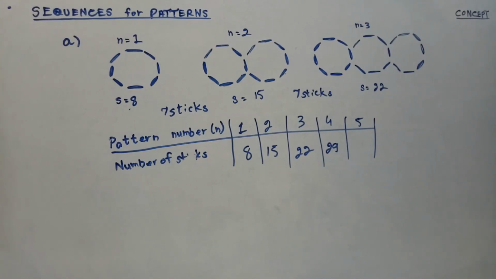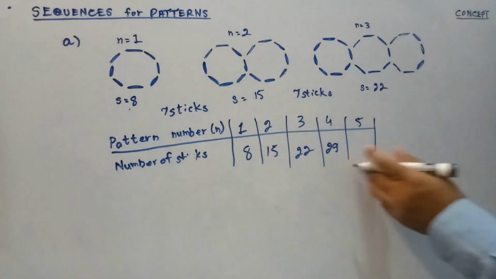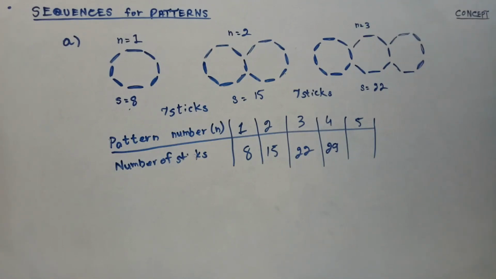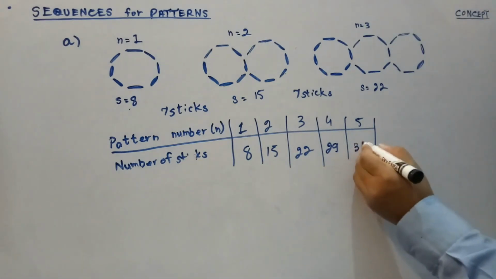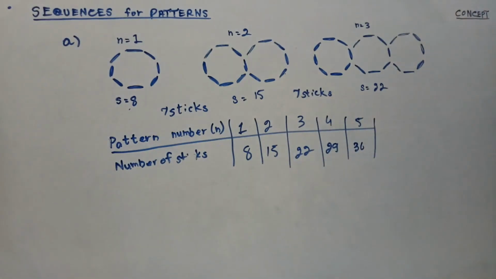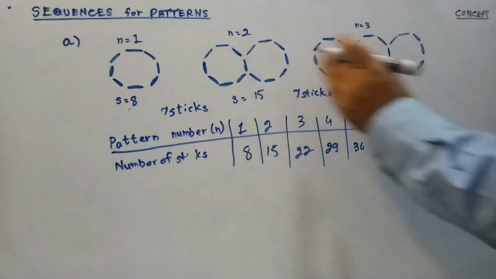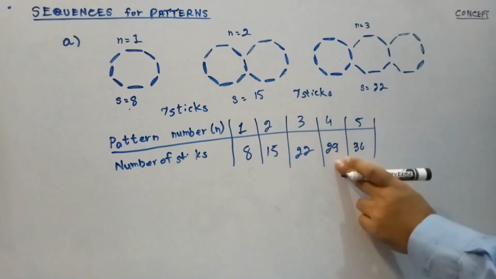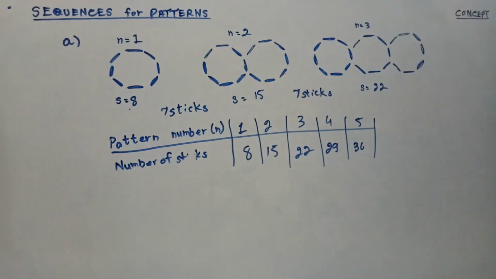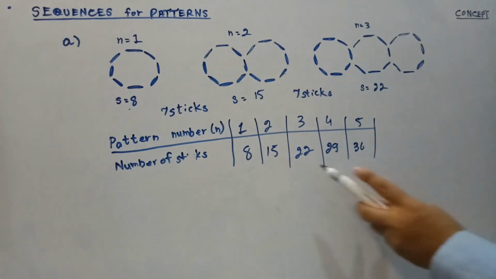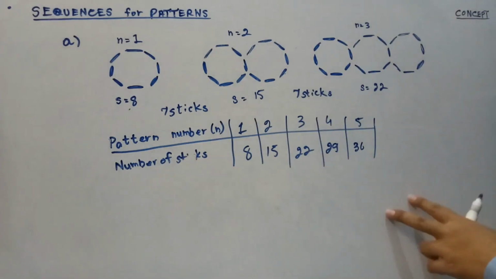You are getting my point? Similarly, if I add 7 to 29, it will be equal to 36 sticks, and it will be our fifth pattern. Clear? It is our first, second, third, and the fourth one will contain 29 sticks, and the fifth one will contain 36 sticks. You are getting all my points? So this is the sequence table. Here I have written the first five patterns, the number of sticks.